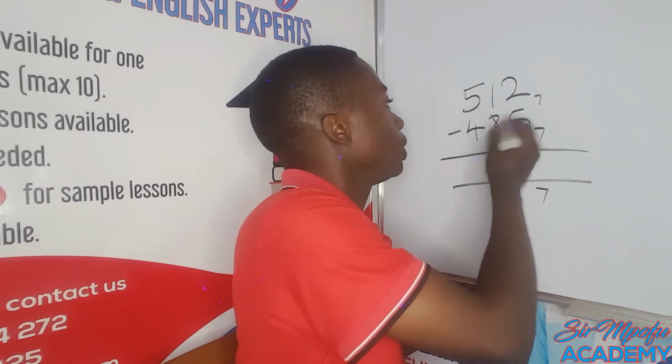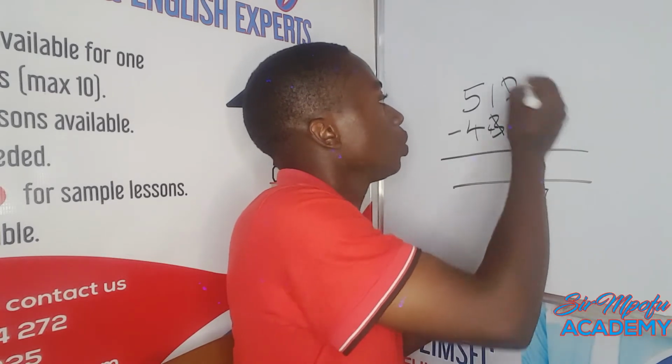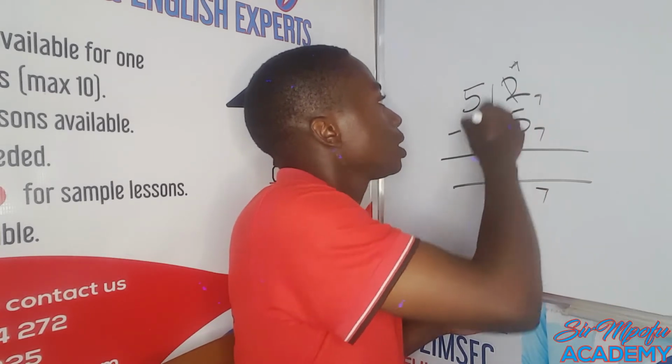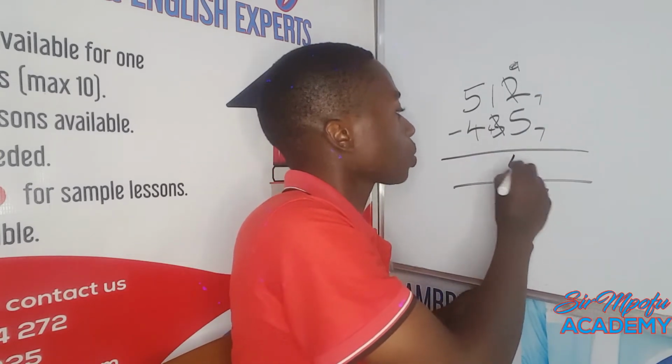So we are going to borrow one group of 7, so this 2 becomes 9, and this 3 becomes 4. That's 9. 9 minus 5, that is 4. So we have 4 here.